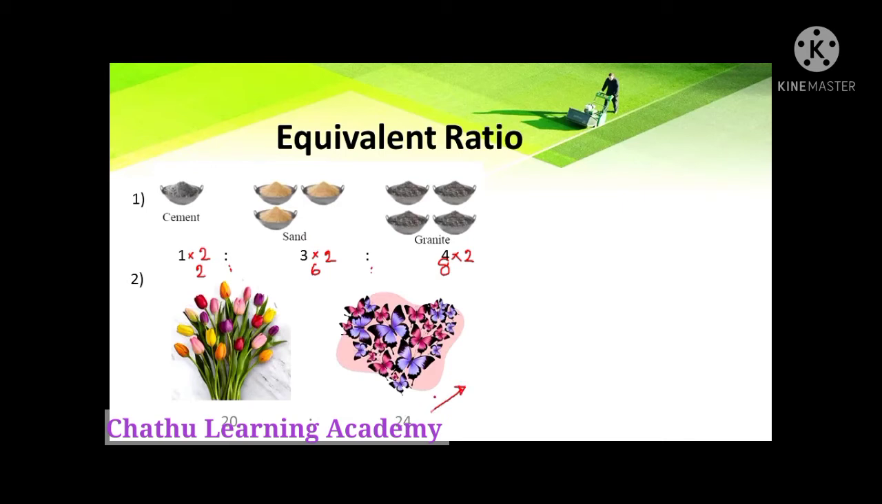If we divide these two values by 2, then what is the equivalent ratio? 10 is to 12. If we divide by 4, then 5 is to 6. Then these are two equivalent ratios for this ratio. If not, you can multiply these two values by any other whole number except 1. If we multiply by 1, we get the same answer again. So by multiplying with any whole number except 1, you can find an equivalent ratio in this case.